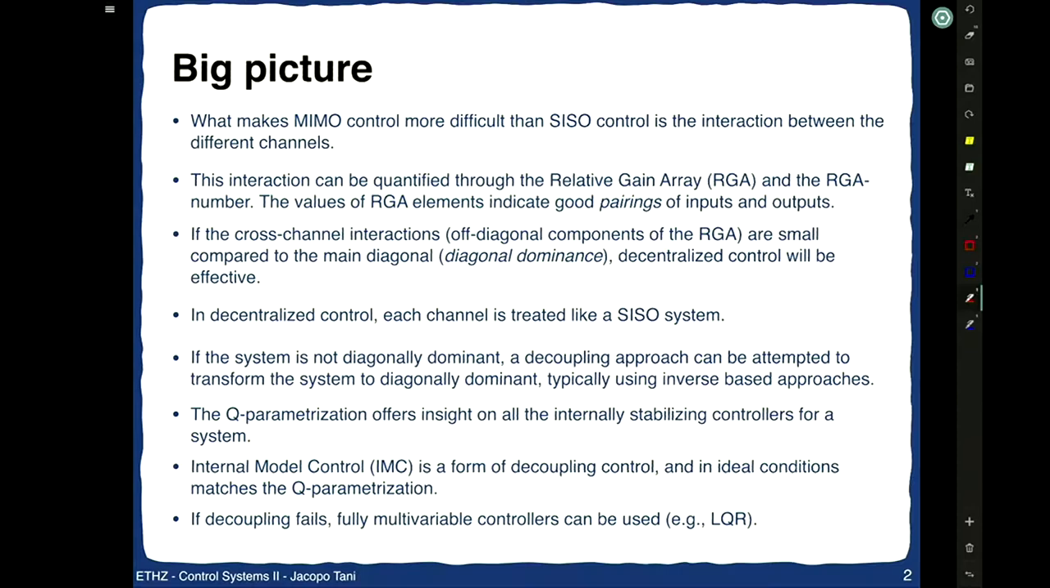And we saw that in the best case scenario, internal modeling control, in fact, was a form of decoupling control because we had the perfect solution coming always from an inverse of the plant. Well, that said, we then moved on and said, OK, but what if now we think about some better way.